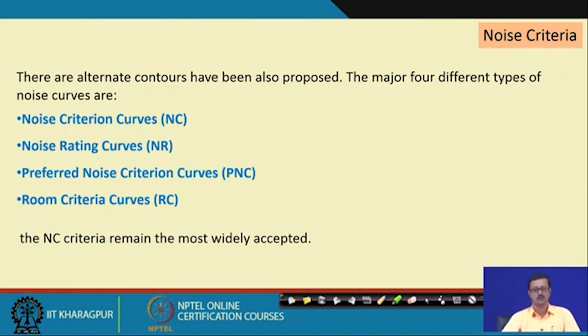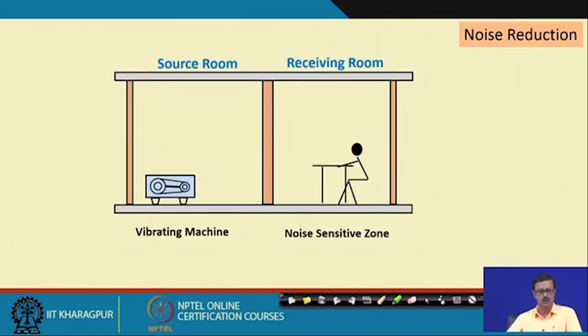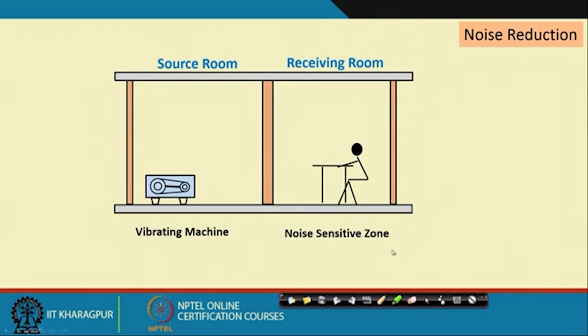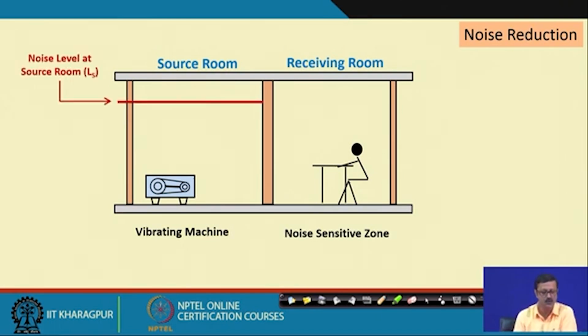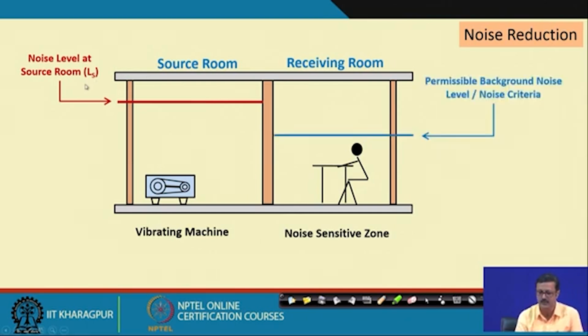The NC was actually developed by the ASTM, the American Society for Testing and Materials. They developed this particular NC curve. So, again I have sketched that particular source and receiving room in a section, and there is a vibrating machine and a noise sensitive zone. Somebody is studying next to that vibrating machine zone. There is a noise level in the source room, because this machine is creating a level of noise equal to Ls, and there is a permissible background noise level criteria for study.